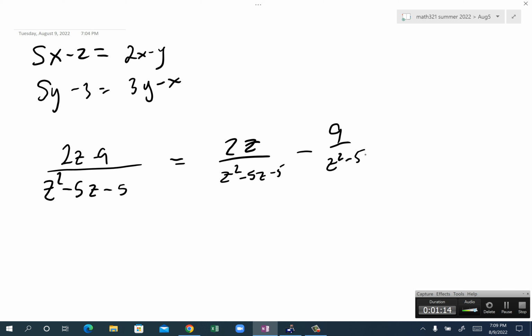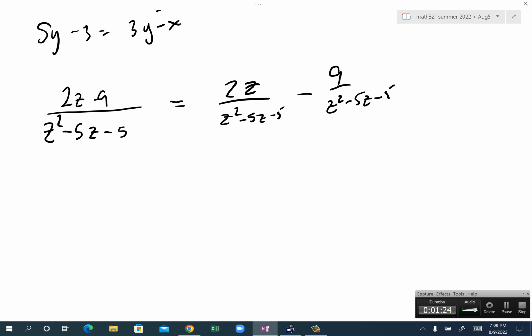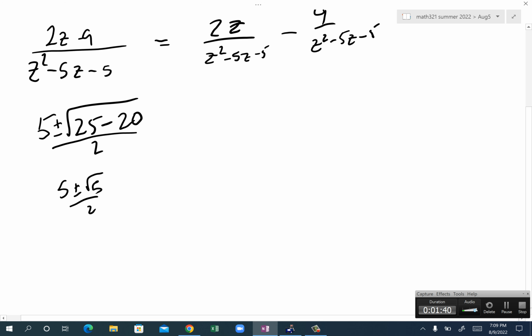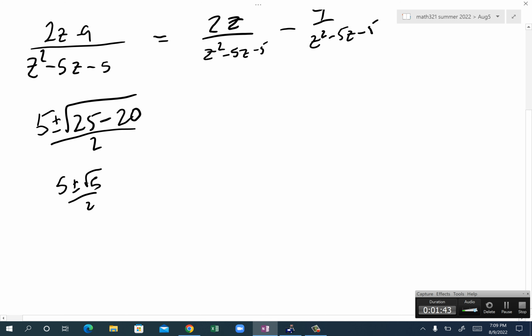If you complete the square, what you'll find is that it's a hyperbolic sine, hyperbolic cosine. What you could also do is just do 5 plus or minus the square root of 25 minus 20, all over 2. So 5 plus or minus the square root of 5 over 2. And so when you do that, those are two numbers there.